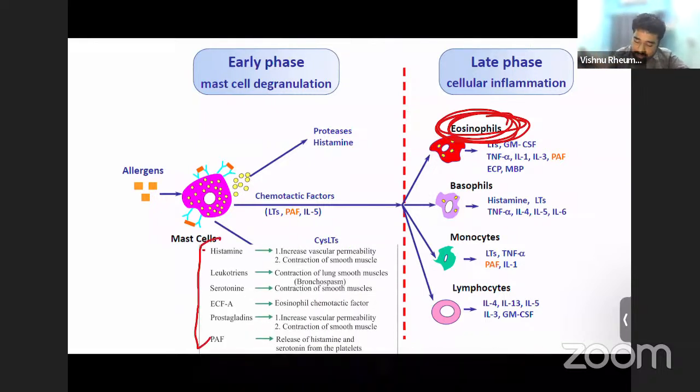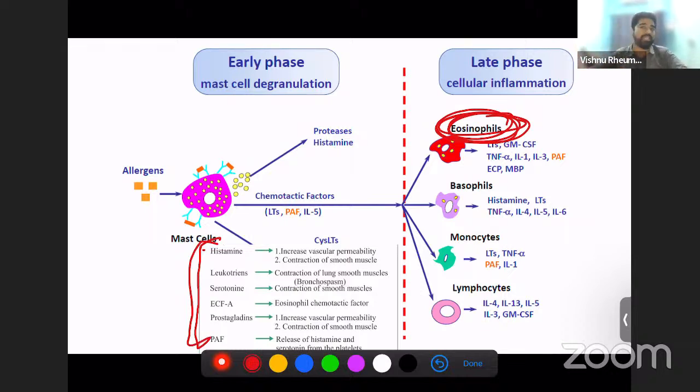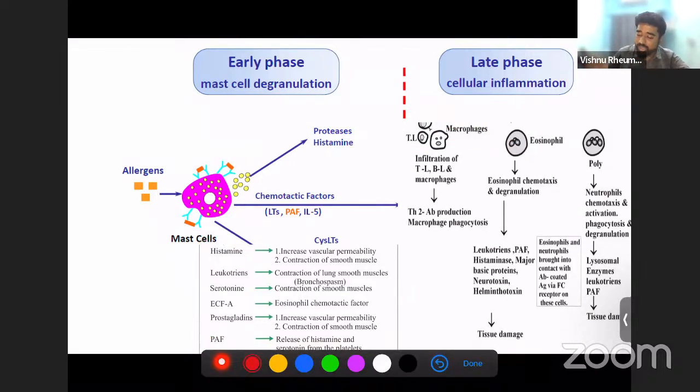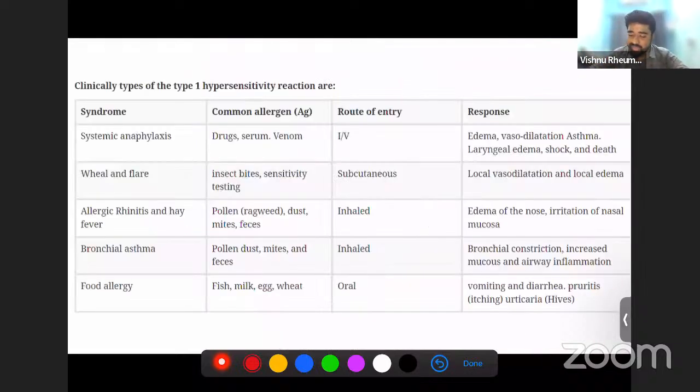So these are various mediators leading to various changes. I'm not going into the details here. Predominantly it is general allergic manifestation: bronchoconstriction, vasodilation, all of those changes will happen. So whether early or late, via various mediators, these changes are caused.